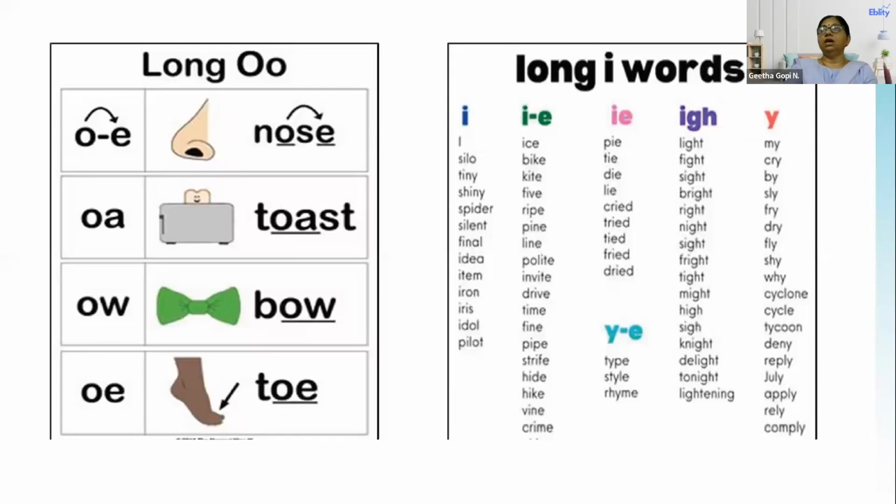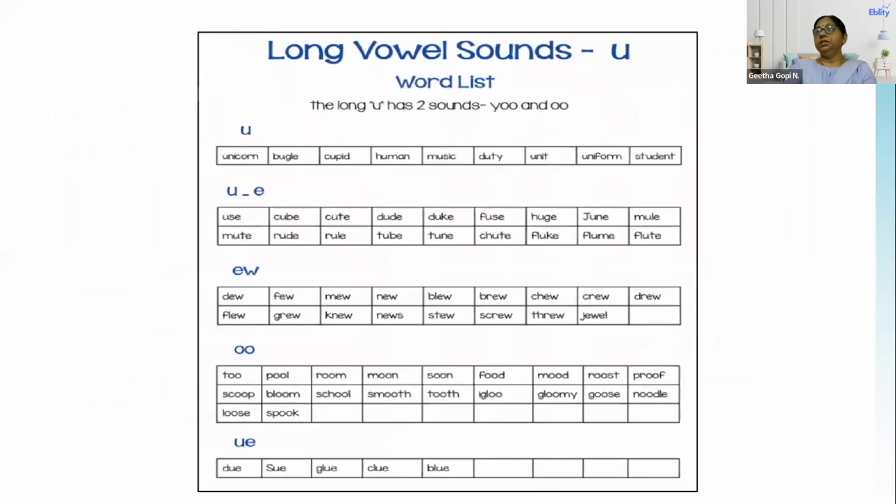Initially, you would start with the simpler, more commonly used words, and then move on to the more difficult words. Similarly, with U, you have different U combination words where you hear the U sound. So there are different word combinations such as just U, or UE, EW as in new, true, and so on, where the U sound comes.